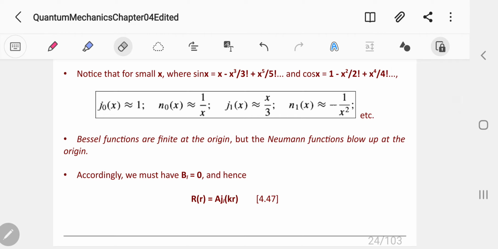Look at here. Bessel functions are finite at the origin. So at 0, this one is equal to 1. At 0, this is just equal to 0. But for the Neumann functions, n0 of 0 is just infinity. It's not a number.